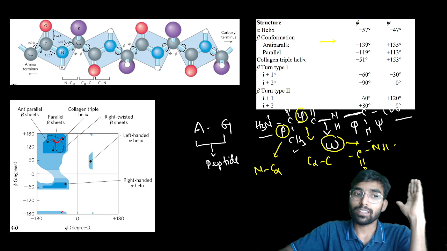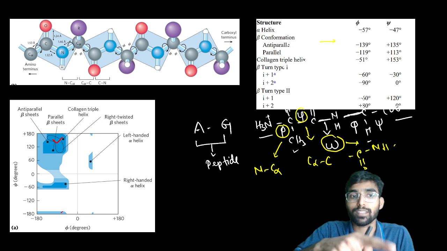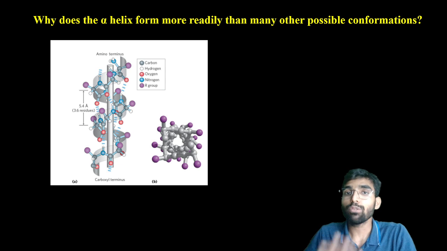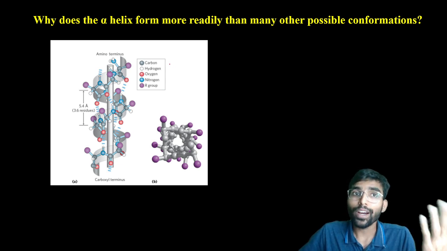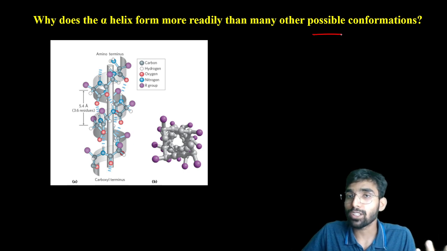So there is some limited phi and psi value. That's why we should plot the phi and psi value in that particular plot. Now we'll focus on alpha helix. Why does alpha helix form more readily than the other possible conformations?